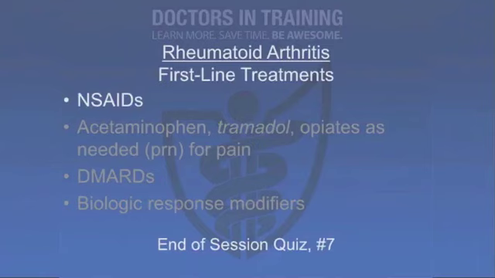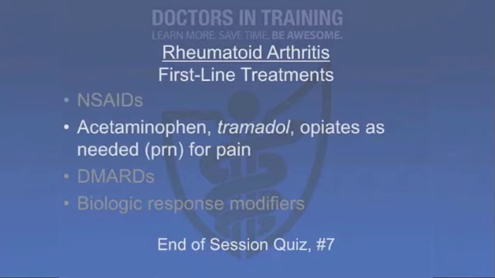Next, what medications are considered first-line treatments for rheumatoid arthritis? So first, we try to use things like NSAIDs, and you can also use Tylenol. You can use Tramadol, which is a non-opioid opioid. Which is nice. You can use opiates for PRN pain. We try not to use opiates if we don't have to.